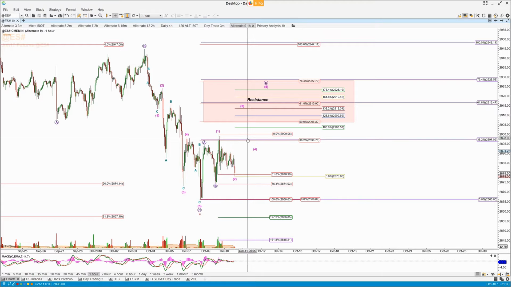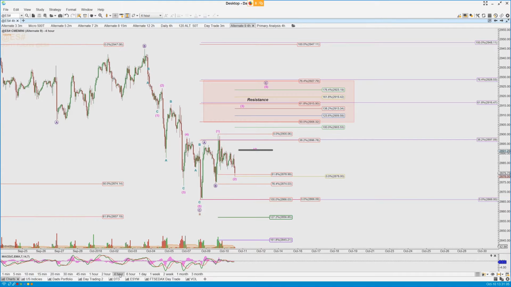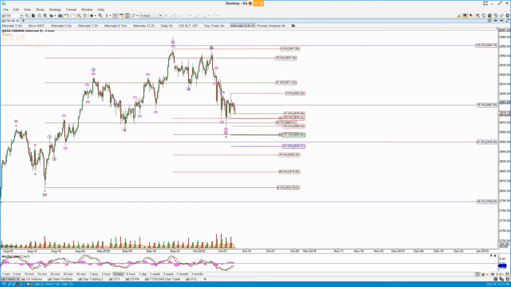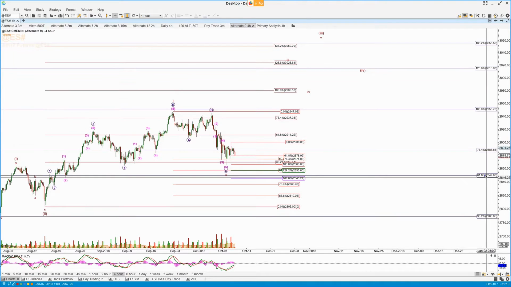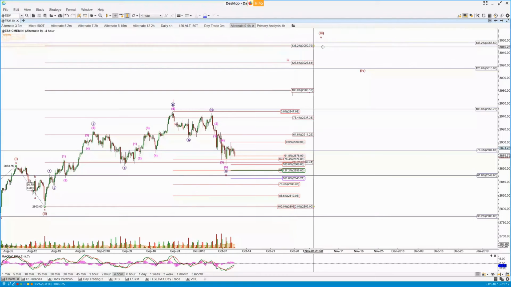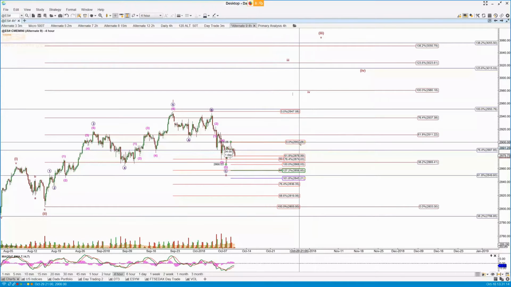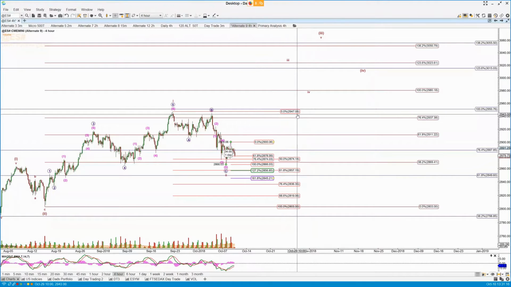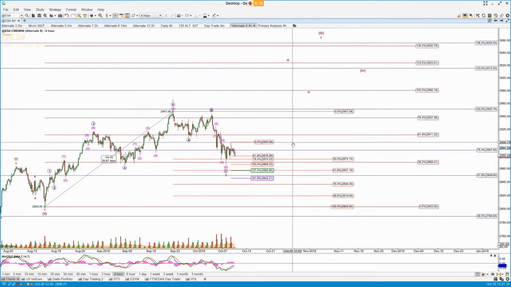Let's have a look at what we got this morning, shall we? Let's just zoom this out to the 4 hour for a moment on the ES, okay? Take a look at what we got. So this was the low on Monday, okay? And I've got a clear A, B, C completed into that low.